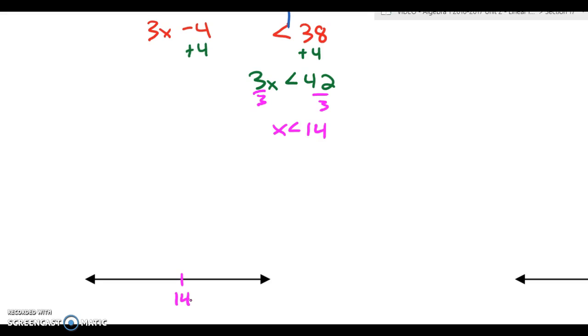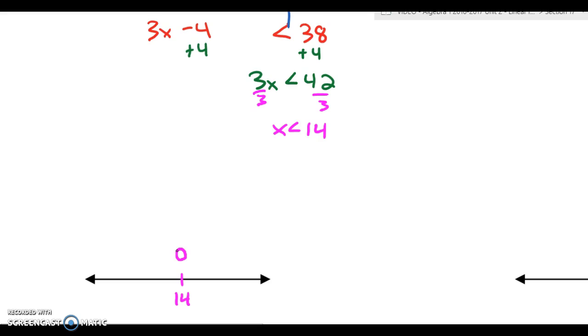If we're not including it, then we're going to put an open circle. If we are including it, we're going to put a closed circle. And the way I can distinguish it is if I don't see an equal sign underneath there, which I don't, then that means it's not part of our solution. That means that 14 is going to have an open circle.